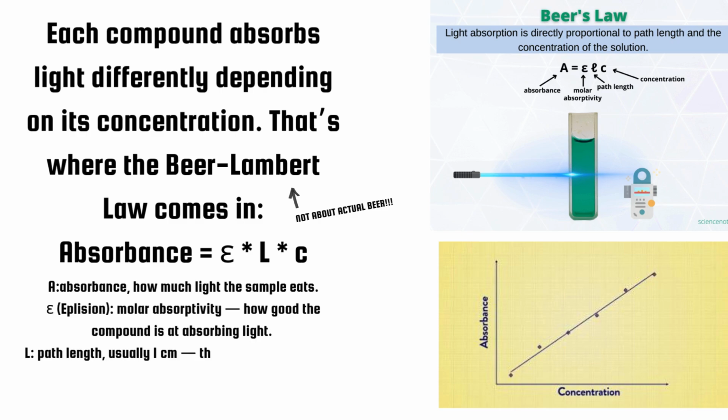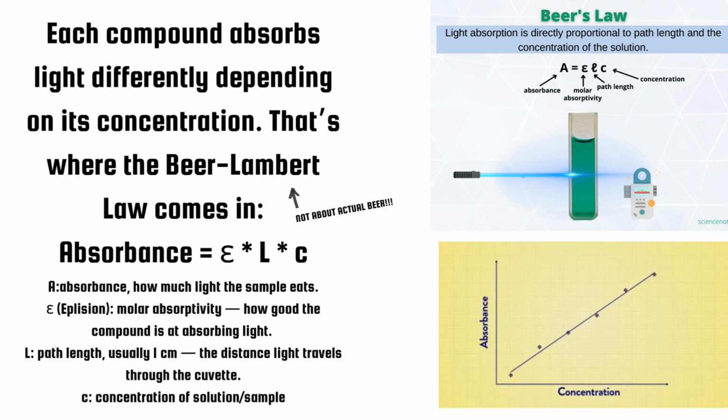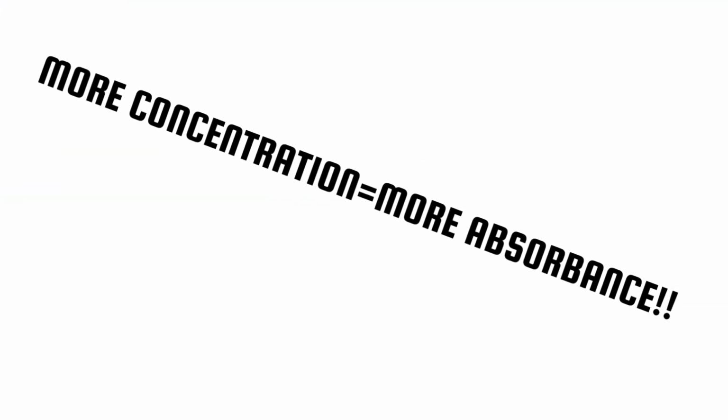Absorbance is equal to molar absorptivity multiplied by path length multiplied by concentration. A is absorbance, how much light the sample eats. Epsilon is molar absorptivity, how good the compound is at absorbing light. L is path length, usually 1 centimeter, which is the distance light travels through the cuvette. C is the concentration of the sample. Keep this in mind. More concentration, more absorbance.